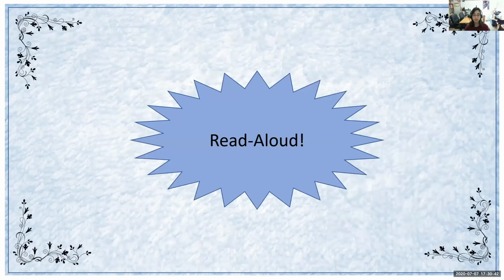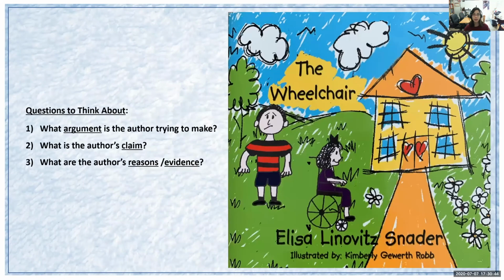So now it is time for a read aloud. The questions that we are going to think about for this read aloud are, what argument is the author trying to make? Remember that an argument is both the claim plus the reasons and evidence behind that claim. So an argument is always going to have a few components to it. So what argument is the author trying to make?